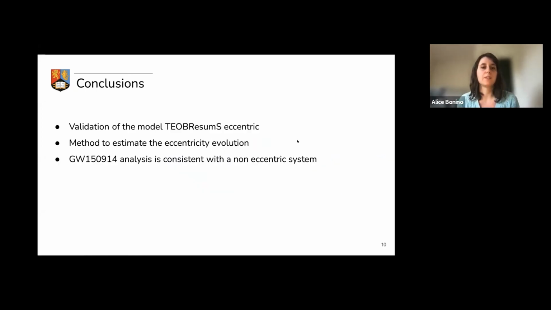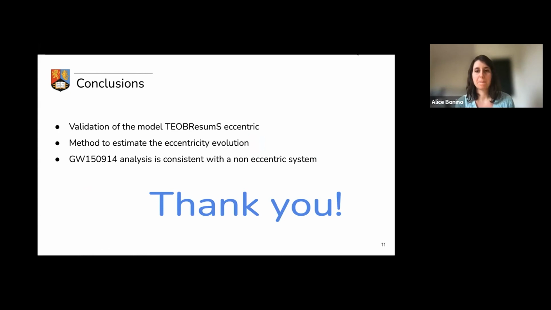In conclusion, what I've done is that I validated the TOB rest-of-mass eccentric model, and I used the method to estimate the eccentricity evolution of the binary system. Then, from the GW15 and M14 analysis, I saw that this is consistent with a non-eccentric system. Thank you for your attention.